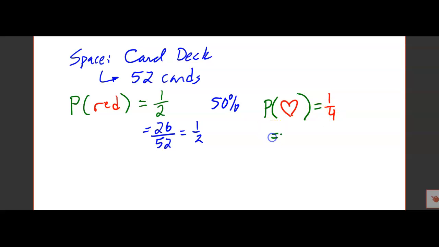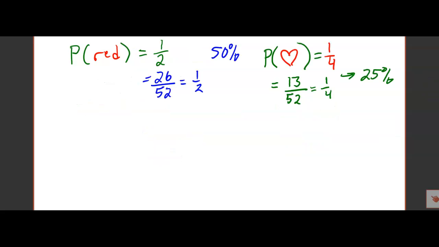If I count the cards, there are 13 hearts out of 52 total cards. Again, 1/4. What is that? 25% probability. All right? So this is standard probability. Standard probability basically says you're using the entire sample space as your set, and then you're just figuring out how many of what you want over the total cards. Let's do a couple. Let's do at least one more.